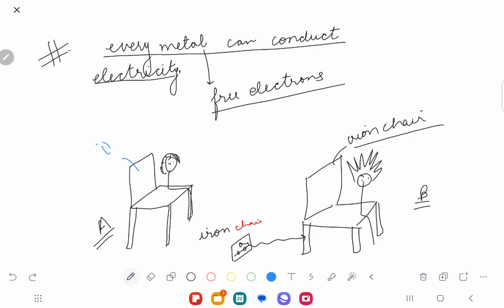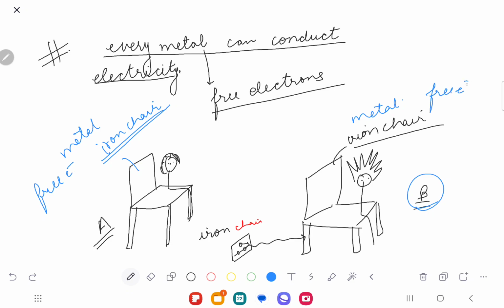This was an iron chair in case 1. We still have an iron chair in case 2, case B. Iron definitely is a metal. Metals have free electrons. But even then, the person in case A sitting on a conductor is not getting an electric shock, because there's no electricity flowing through. What is electricity? That's the point.